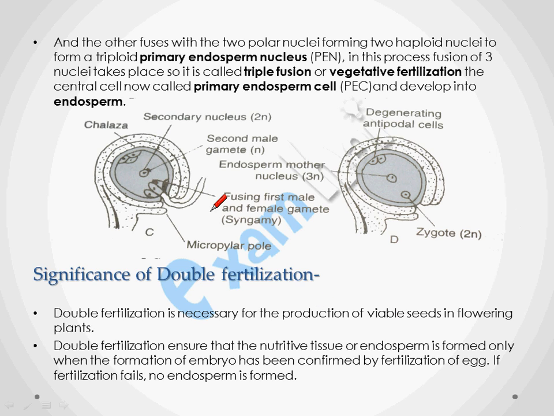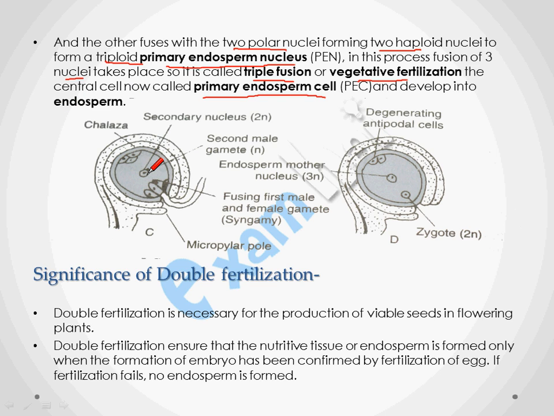And the other male gamete will fuse with the two polar nuclei, forming a triploid primary endosperm nucleus. In this process the fusion of three nuclei takes place. That's why it is called triple fusion or vegetative fertilization, and the central cell is now called the primary endosperm cell, which will further develop into the endosperm.